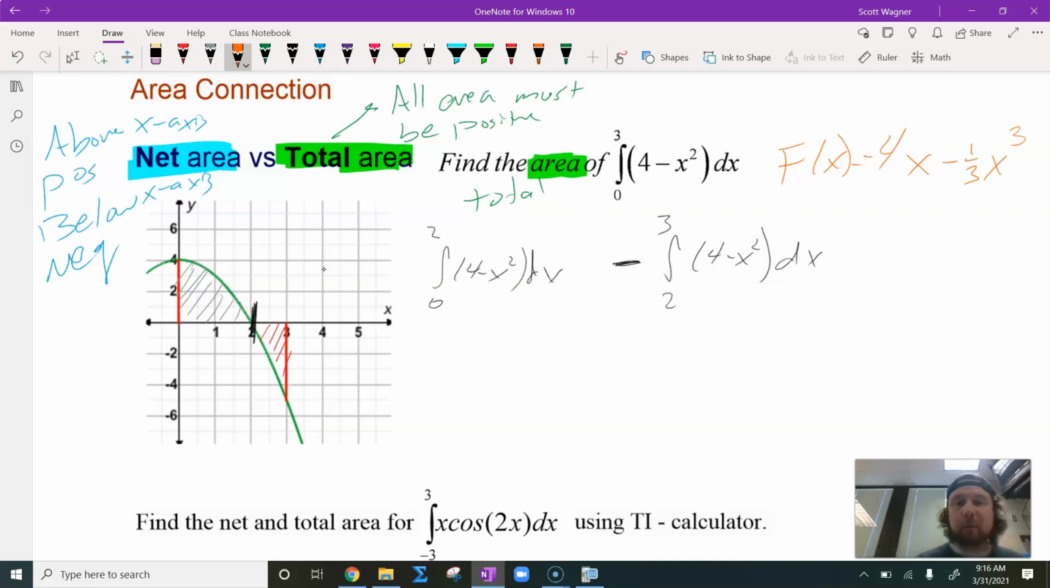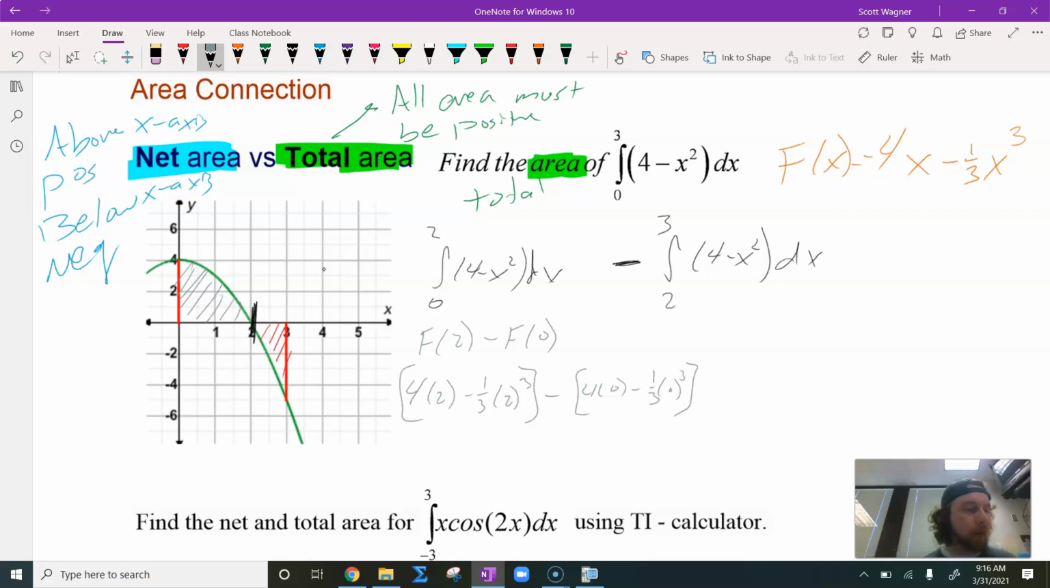For the first part, I want to evaluate it from 0 to 2. So I'm going to figure out the antiderivative at 2 minus the antiderivative at 0. I'm just going to take 2 and substitute it in for x. So that would be 4 times 2, minus 1/3 times 2 cubed, put that all in brackets maybe, minus the antiderivative at 0. That's going to be 4 times 0 minus 1/3 times 0 cubed.